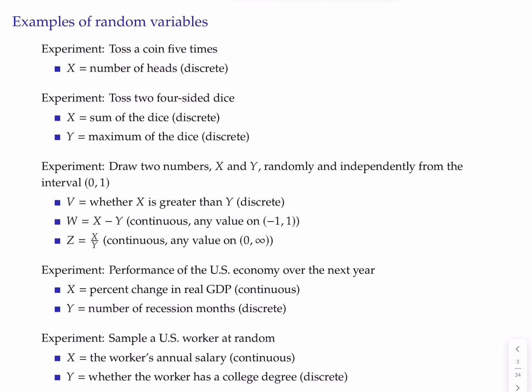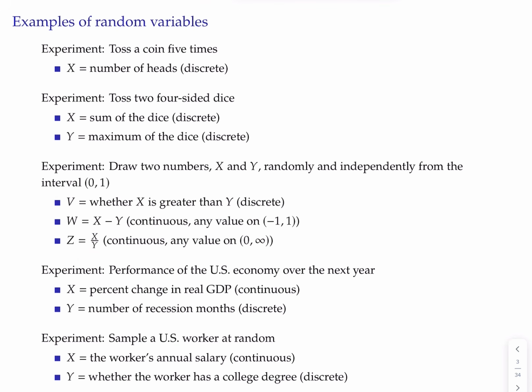Here's a very different one. Draw 2 numbers, x and y, randomly and independently from the 0, 1 interval, non-inclusive of 0 and 1. Okay. So x and y are continuous random variables, and we could also define a bunch of other random variables. So let v be just whether x is greater than y: 1 if yes, 0 if no. That's a discrete variable. Let w be the difference between x and y. That's continuous. Let z be the ratio of them. That's also continuous. All right.